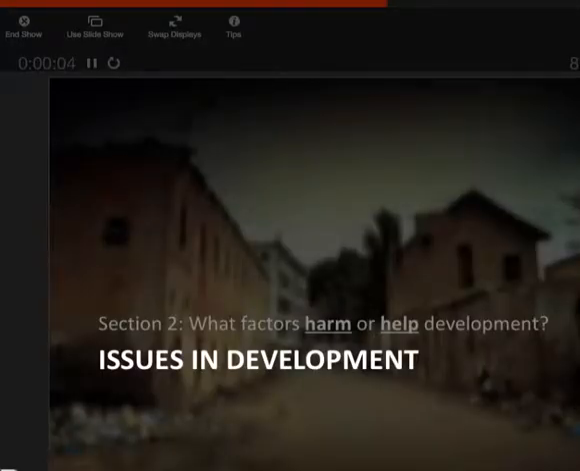All right, section two: what factors harm or help a development? In section one, we kind of introduced a developed nation versus an undeveloped nation and nations that are beginning to improve. So in this section, we're going to talk about some factors that can harm or can help in the development of a country.